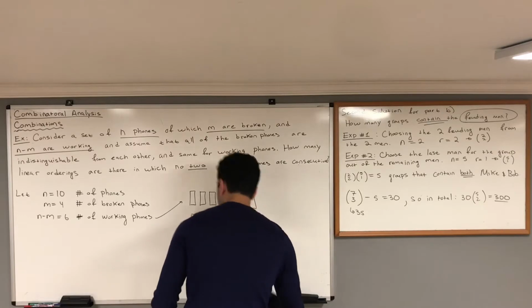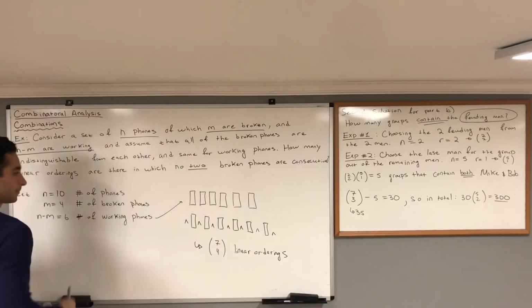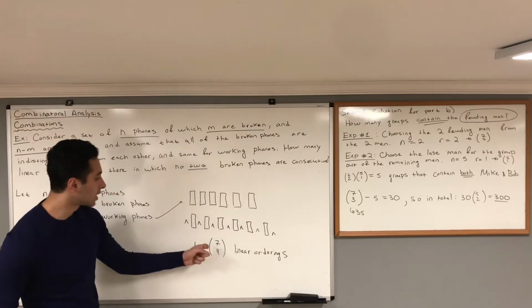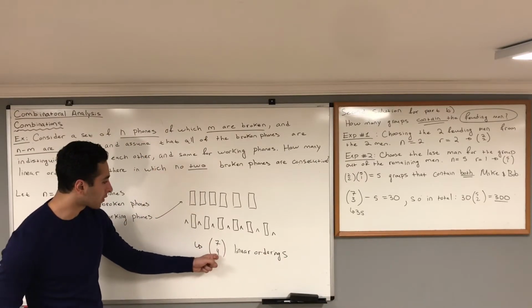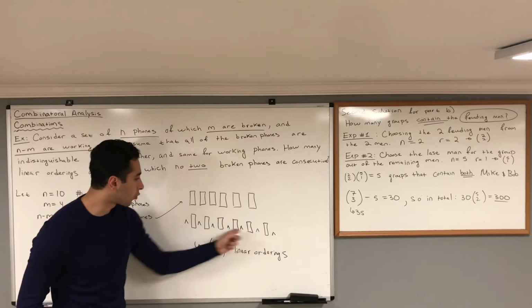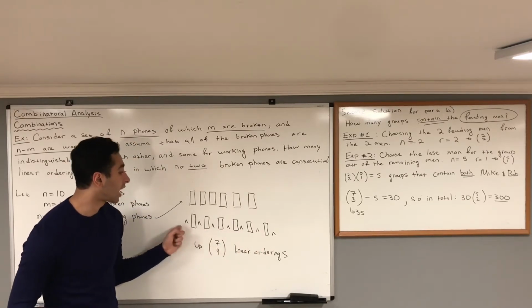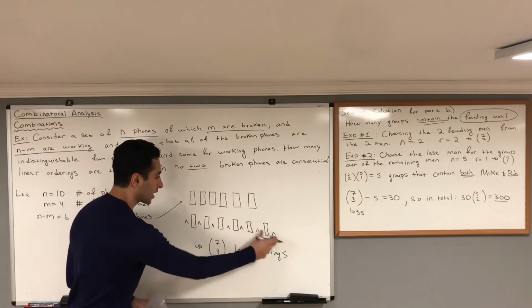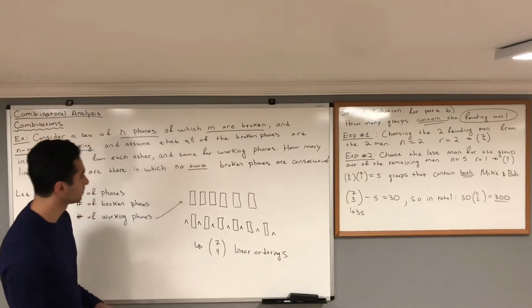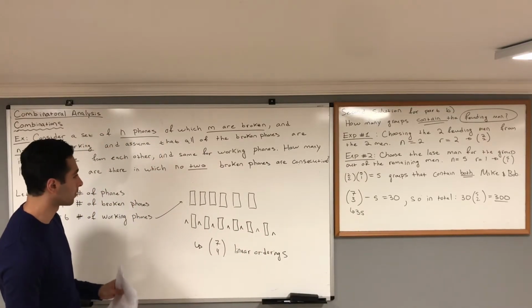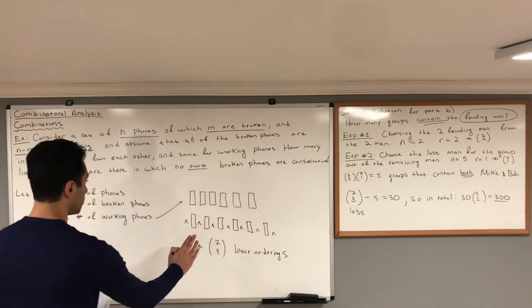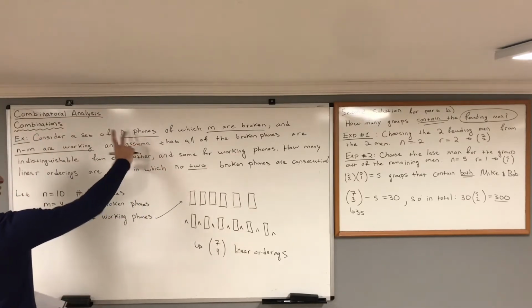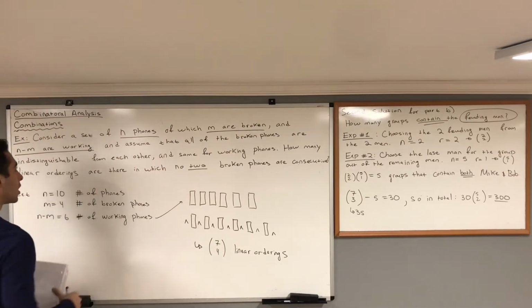And we're done for this example. 7 choose 4 linear orderings, right? Because I'm choosing 4 of the 7 total spaces we have between each working phone and these 2. So 7 choose 4, and that's that. Now that we covered this little example, let's try to translate it to the general example.